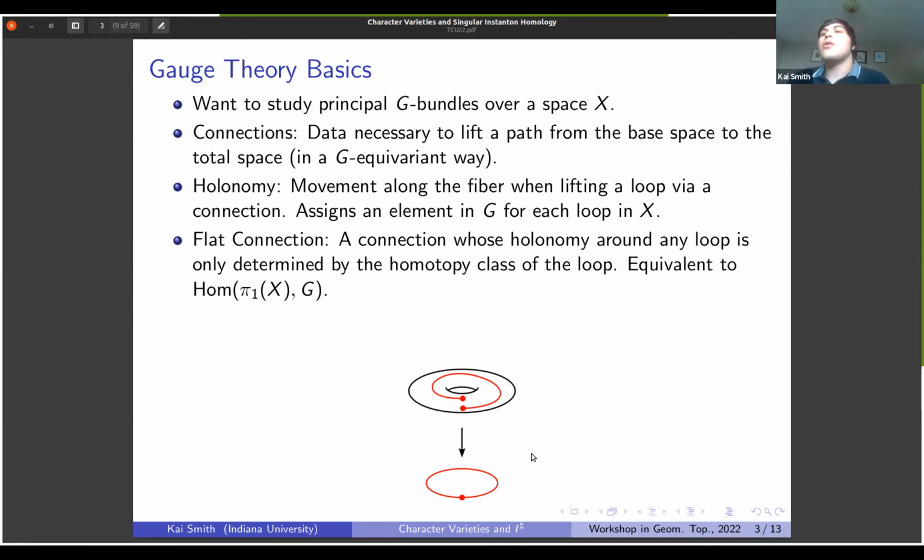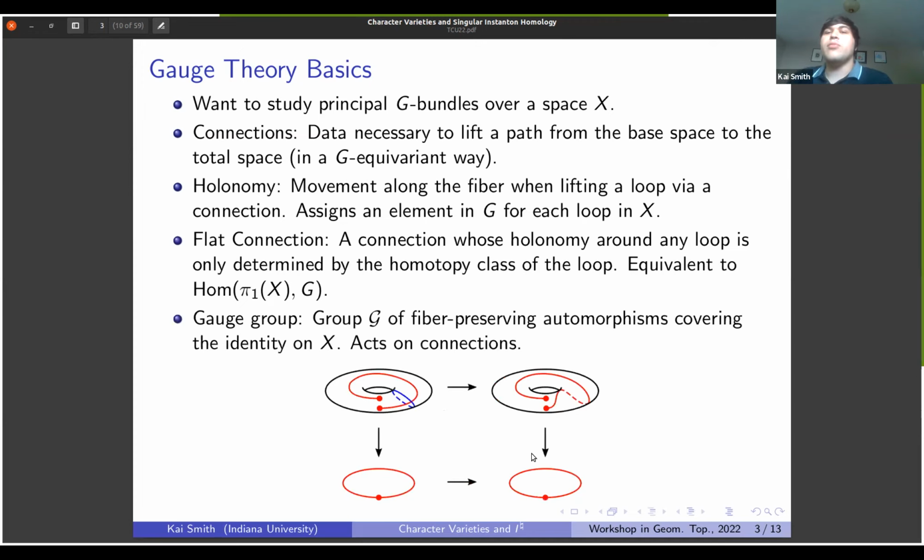And so going one way is pretty easy to see. If I have a flat connection, I know any element of my fundamental group gives me a well-defined element of G, and so that gives me the homomorphism. But it turns out it goes the other way too. If I can pick for all my loops downstairs an element of G to be the holonomy, I can prescribe a flat connection with that holonomy.